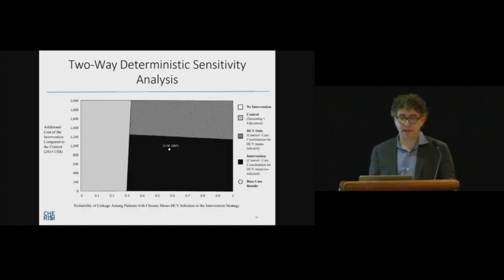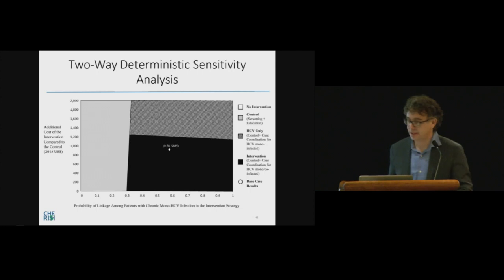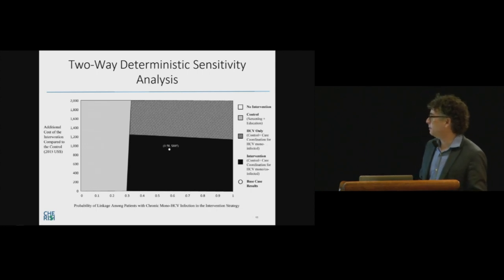So this is a representation of a two-way sensitivity analysis. On the vertical axis in this one is the additional cost of the intervention compared to control. And on the horizontal axis is the probability of linking to hep C care among patients with chronic hep C infection in the intervention strategy in our methadone maintenance program. And the way you read these is to go and find a spot on the horizontal axis that represents a linkage rate, right?